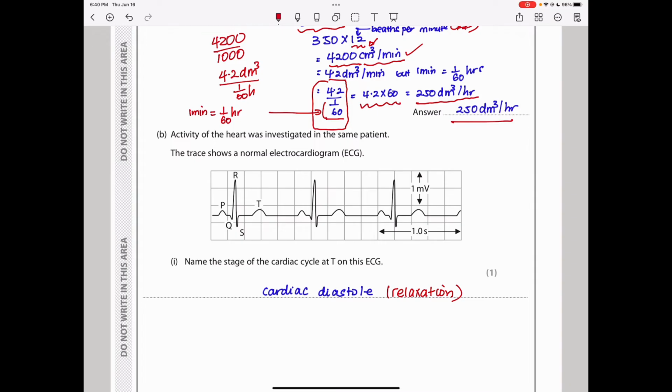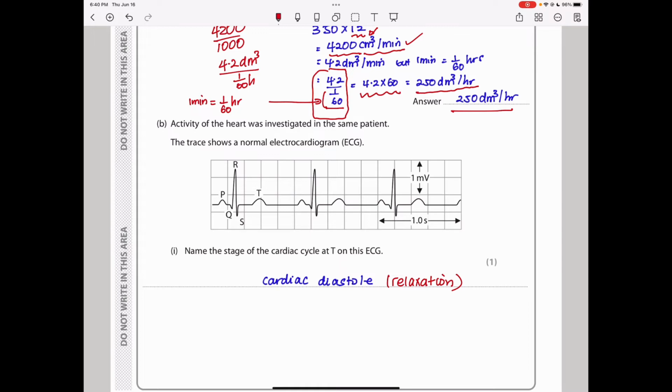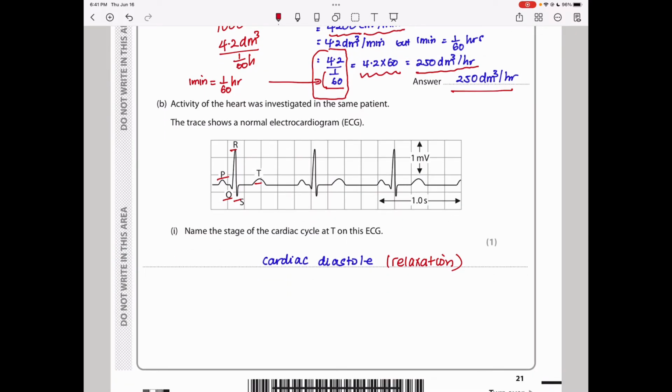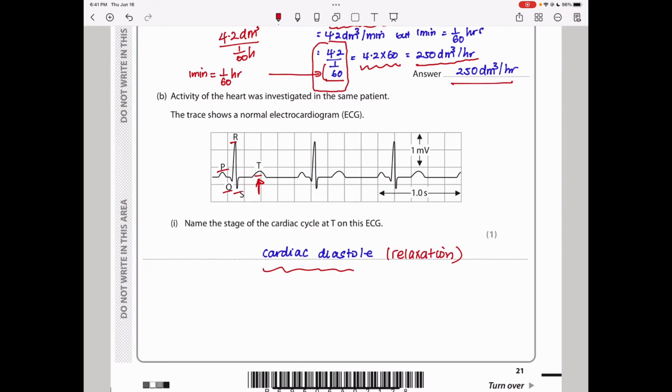The trace shows a normal electrocardiogram. So we see in a normal electrocardiogram, there is a PQRST wave. As you can see, P, and then the QRST wave. And so they said, name the stage of the cardiac cycle at T on this ECG. At T here, we have cardiac diastole, or relaxation of the heart muscle. So basically, the heart muscle is in relaxation, and we call it cardiac diastole. I will go to the next part.